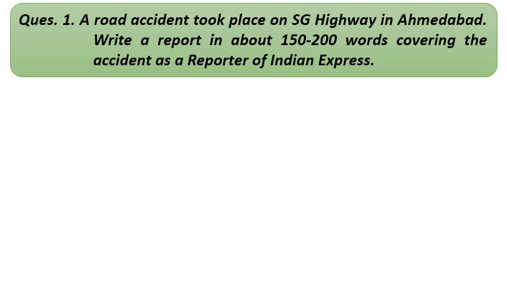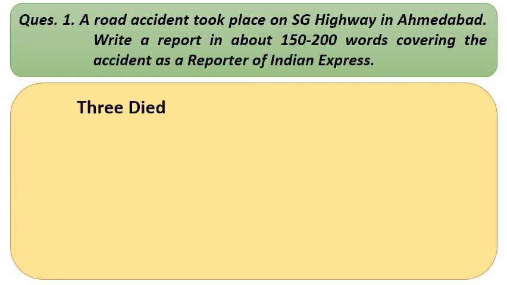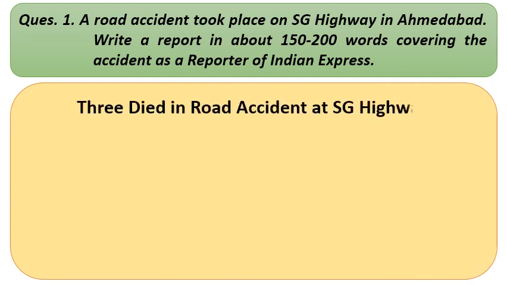So let's begin with the heading. The heading is: 3 died in road accident at SG highway. Keep one thing in your mind, the heading should be written at the top in the middle of the page. After writing the heading, you have to mention the byline. Byline means the name of the reporter who is going to write the report. Along with that, you have to mention the designation of that particular person. Fine. So how to write the byline? Let's see. By, colon, then the reporter's name XYZ, comma, Indian Express, means this is the designation.